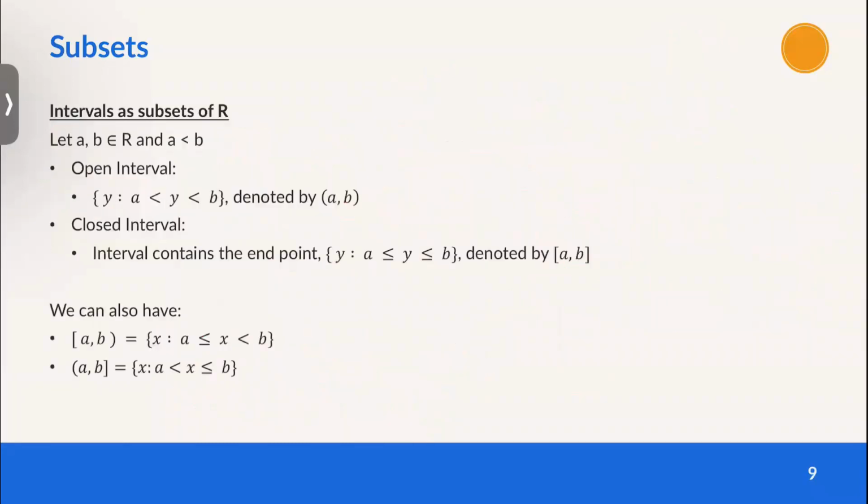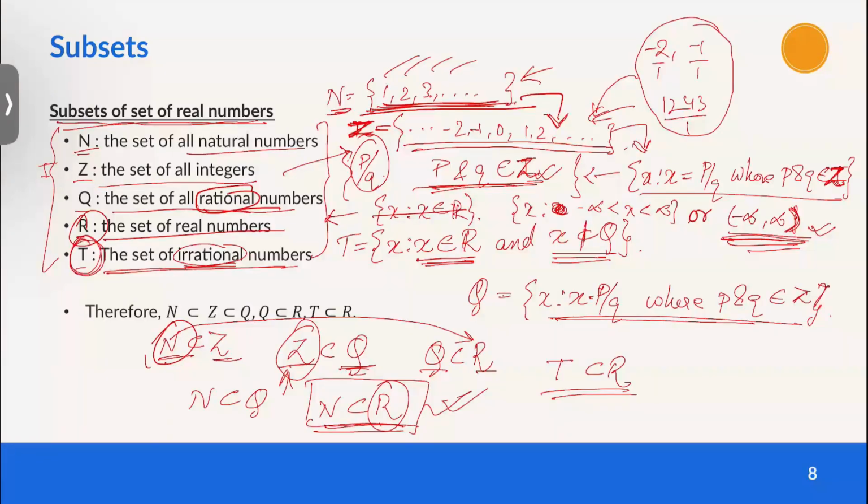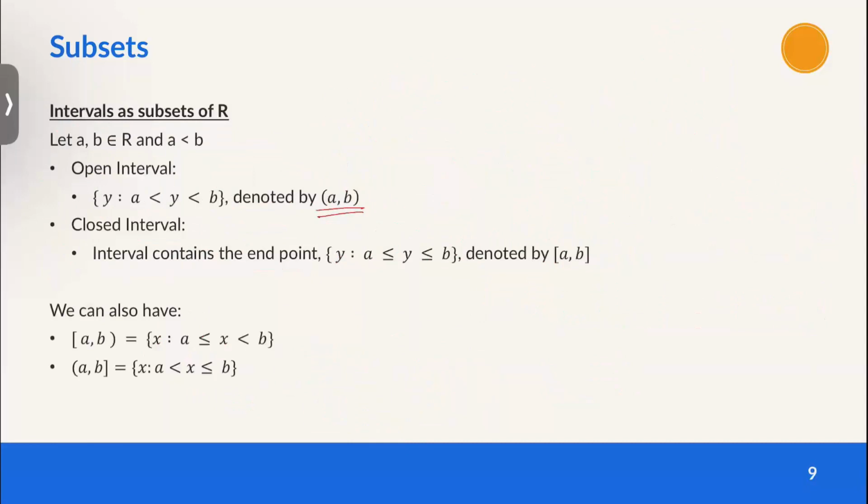So moving on to the next slide. We will see how we can write in interval form. In the previous slide, I have written this in interval form. So what does this mean? We'll see in the next slide.